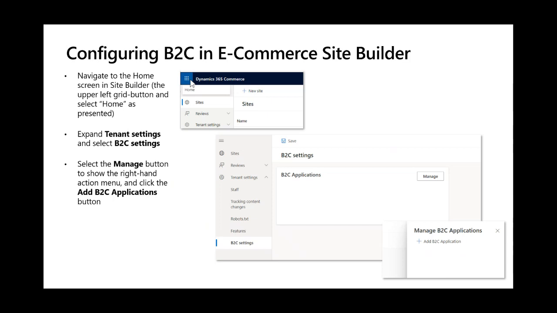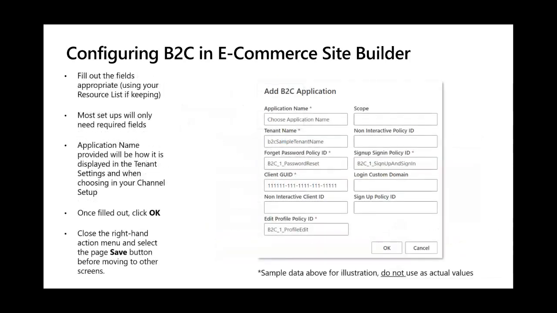Underneath, you'll see the B2C settings, and here's where we'll set up our application. So click Manage under the B2C application section. And again, you'll see an action menu come from the right and pop up with a window to add your application information that we've collected. So fill these fields out appropriately with the data we have. Now, application name is a name you can choose, and you'll reference it when you do the channel binding in the next step. So it's for your reference using within Site Builder.